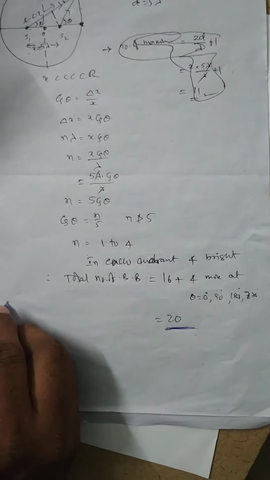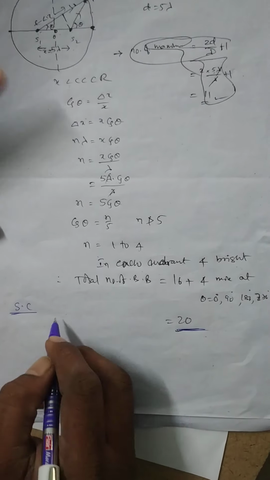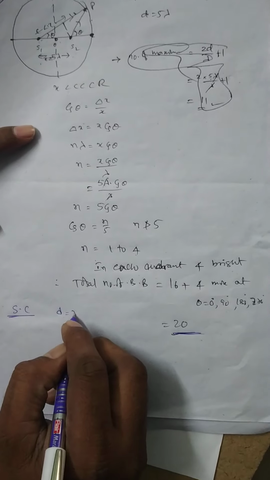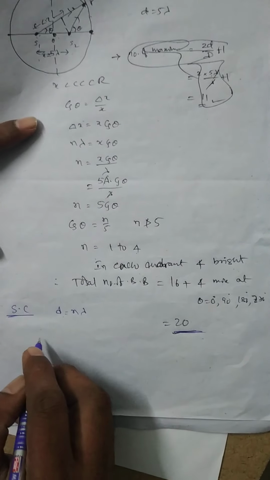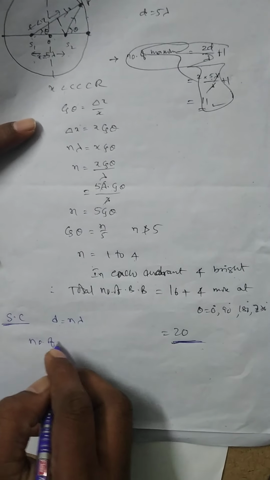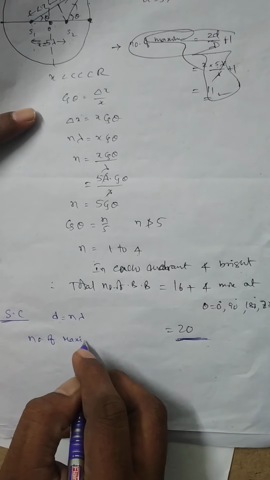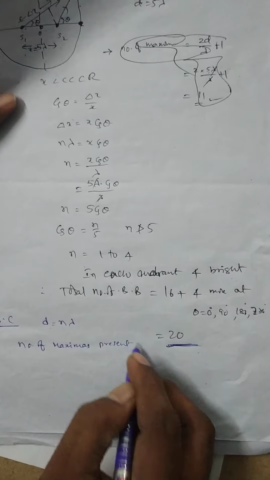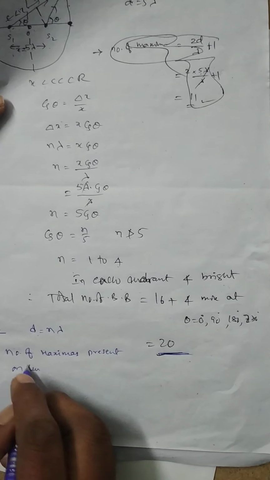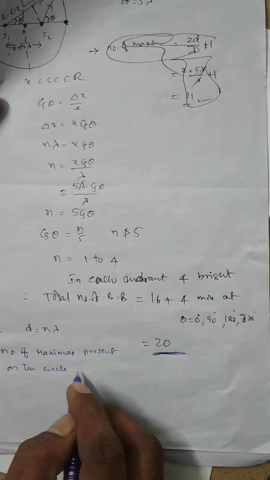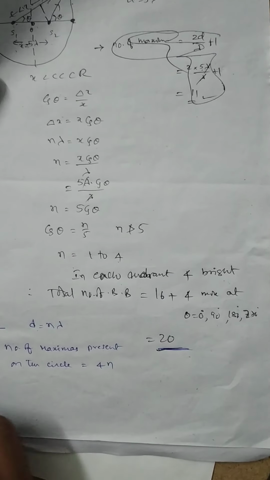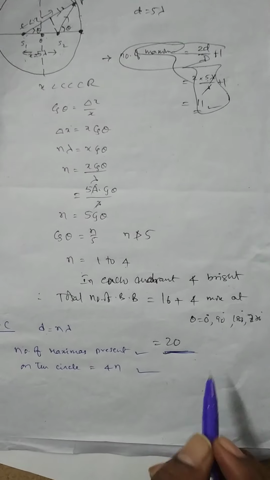And the shortcut method is, suppose the distance between two slits is d equal to n lambda, then the number of maxima present on the circle is equal to 4n. Number of maxima present on the circle is equal to 4n.